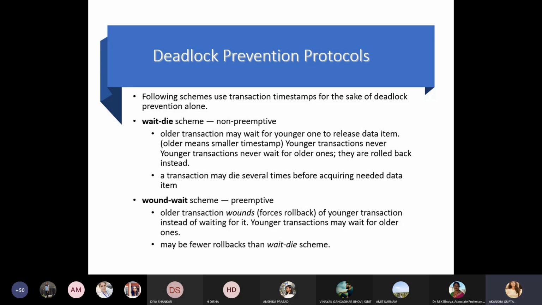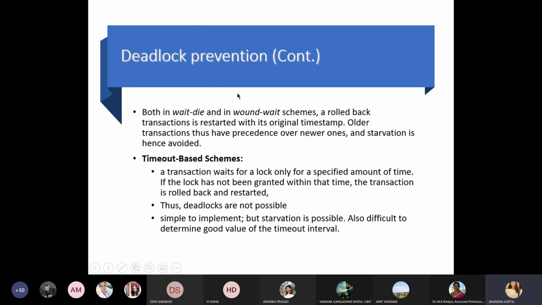In wait-die, a transaction may die several times before acquiring the needed data items, whereas wound-wait may have fewer rollbacks than the wait-die scheme. In both wait-die and wound-wait schemes, a rolled back transaction is restarted with its original timestamp. Older transactions thus have precedence over newer ones, and starvation is hence avoided.